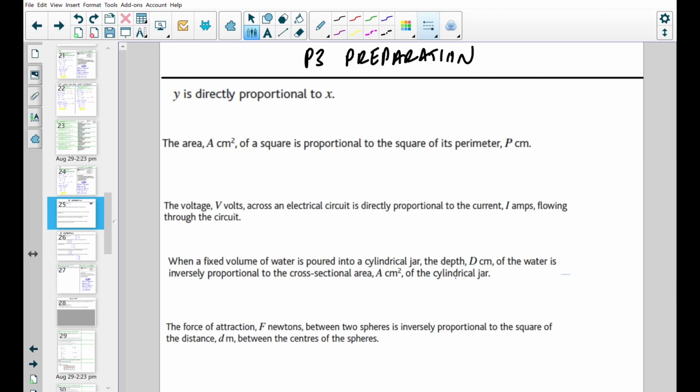So first one, y is directly proportional to x. Then step 1, replace the direct proportion sign with equal k x.